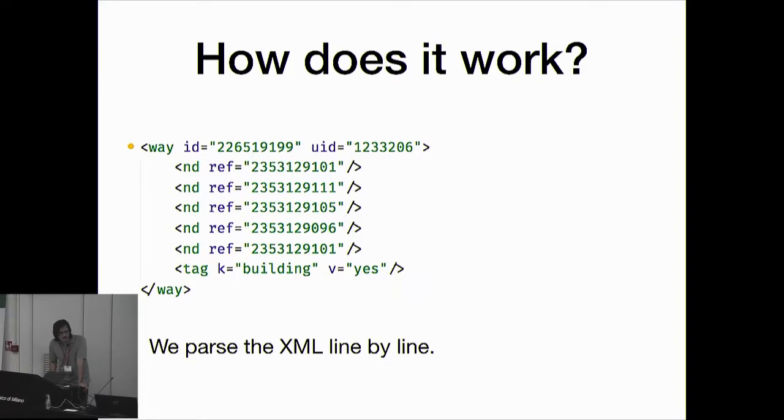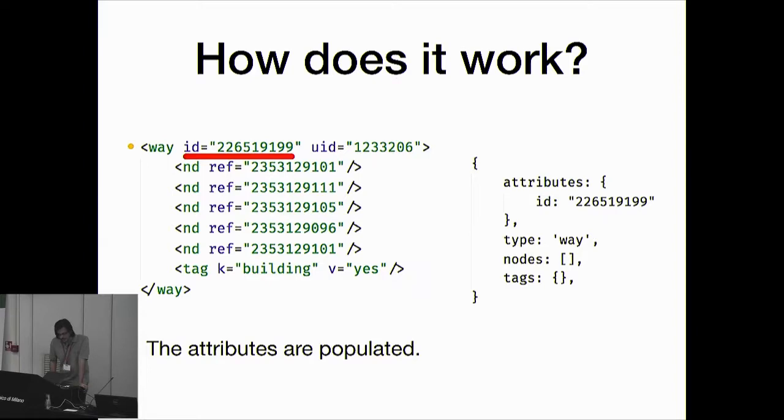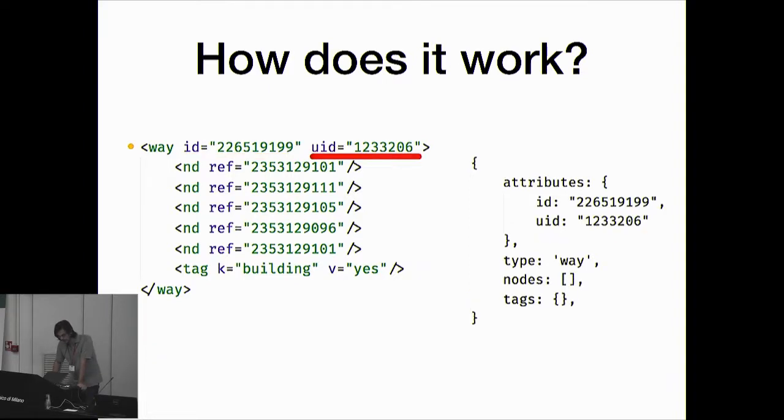The way it works is it treats every line as a string, and it assumes certain things so that it only targets OSM XML. So we parse it by line, and whenever it encounters an entity like way, node, or relation, it simply creates a JavaScript object, as you can see on the left hand side. And the moment it encounters any attributes, all the attributes in iD are simply in XML double quotes, so it simply starts populating the attributes like this UID. And from that, it goes to the next line.